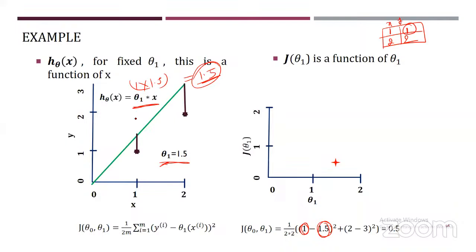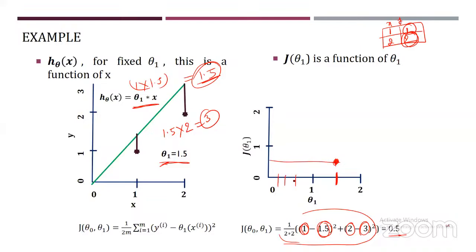Coming to the next one, here it's going to be 1.5 into 2, so it's going to be 3, right? Here actual is 2, but the prediction is 3. So we are having a difference. If you solve this completely, it's going to give you 0.5. What is the meaning of it? When theta 1 is 1.5, the cost is 0.5. So for different selections of your theta 1, you will have different costs.